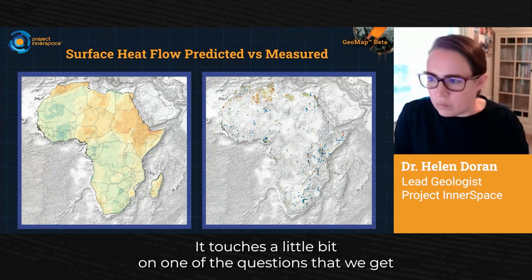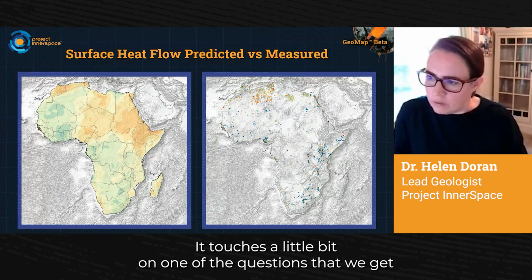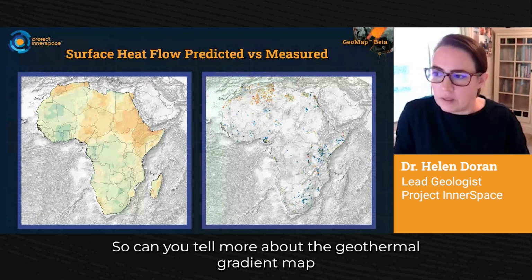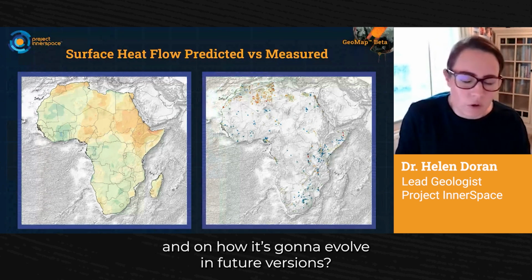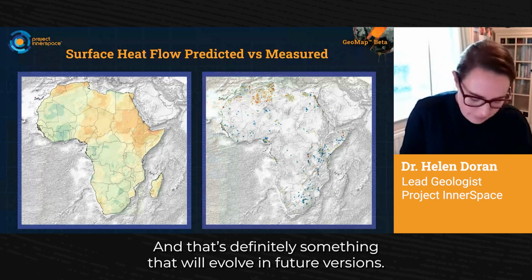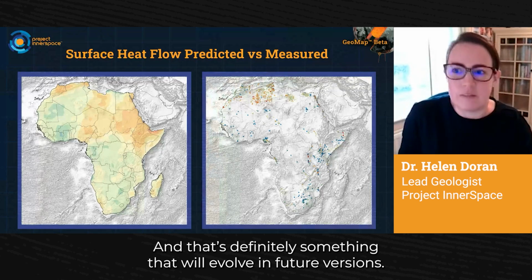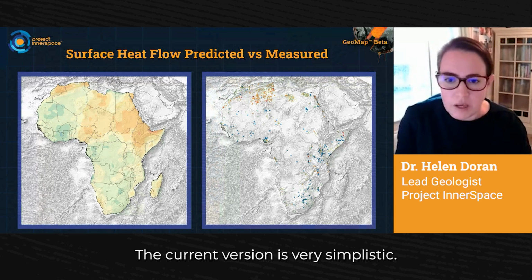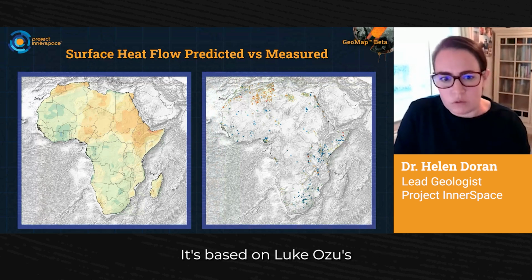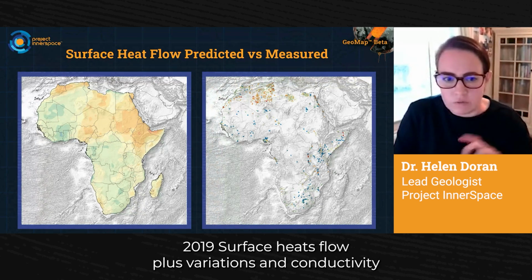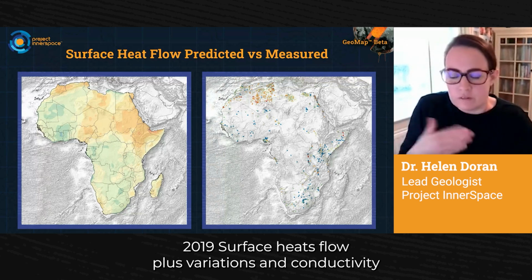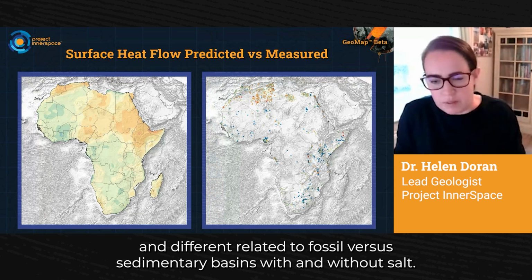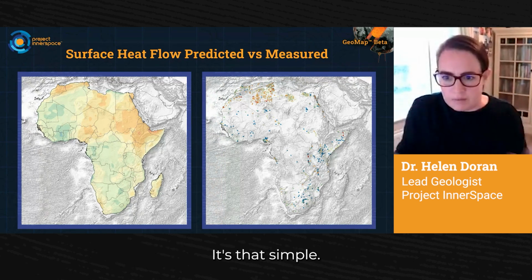And it touches a little bit on one of the questions that have been asked in the chat. So can you tell more about the geothermal gradient map and how is it going to evolve in future versions? And that's definitely something that will evolve in future versions. The current version is very simplistic. It's based on Lukazu's 2019 surface heat flow, plus variations in conductivity related to cratons versus sedimentary basins with and without salt. It's that simple.